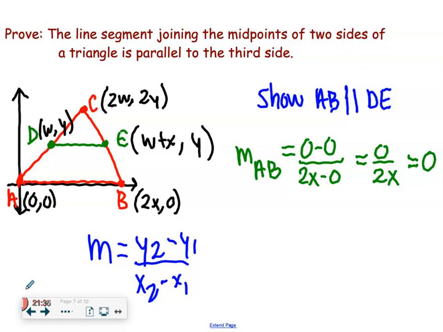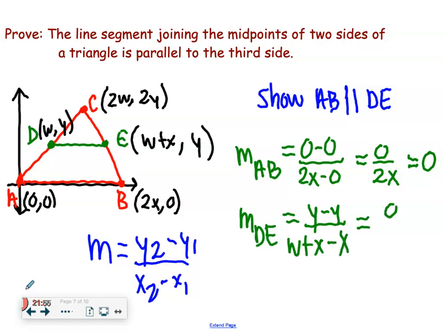Okay, let's now find the slope of DE. This one's going to be kind of goofy. We're going to have y minus y over w plus x minus x. What is y minus y? 0. How does this simplify? Just w. 0 divided by w is zero. Are they parallel? Yeah.